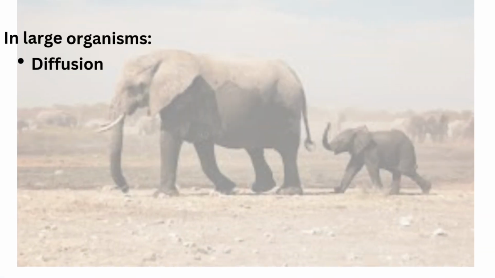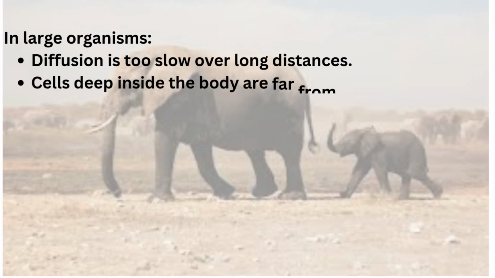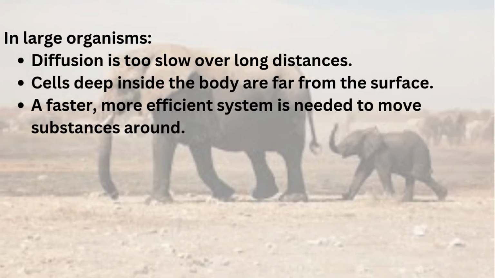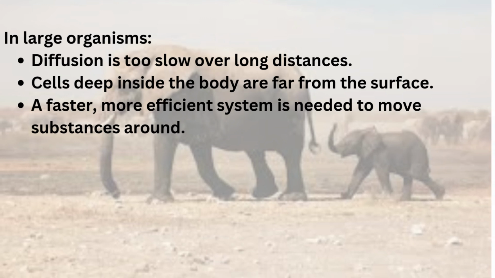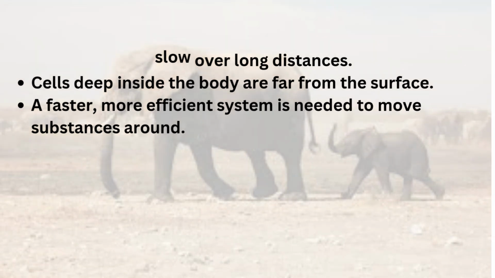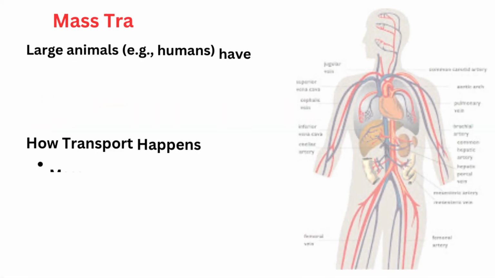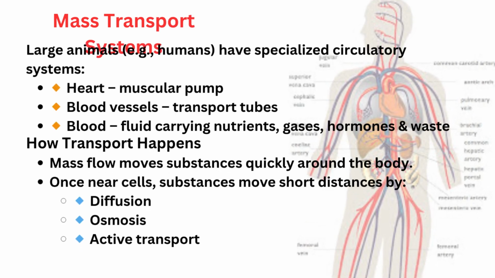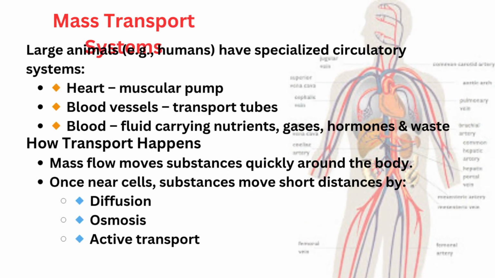In large organisms, diffusion is too slow over long distances. Cells deep inside the body are far from the surface. A faster, more efficient system is needed to move substances around. Mass transport systems. Large animals, for example humans, have specialized circulatory systems: the heart, a muscular pump; blood vessels, transport tubes; and blood, a fluid carrying nutrients, gases, hormones and waste.